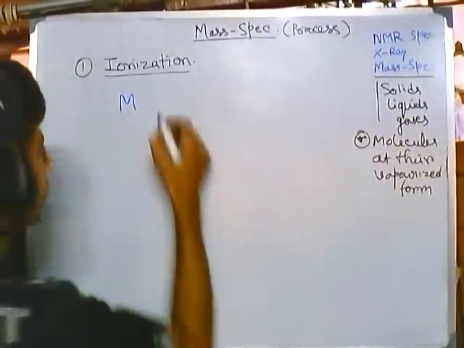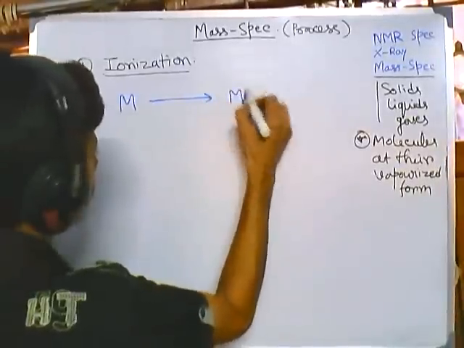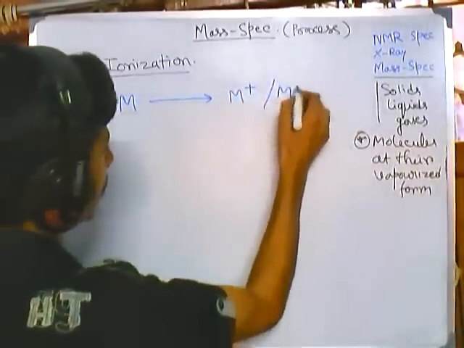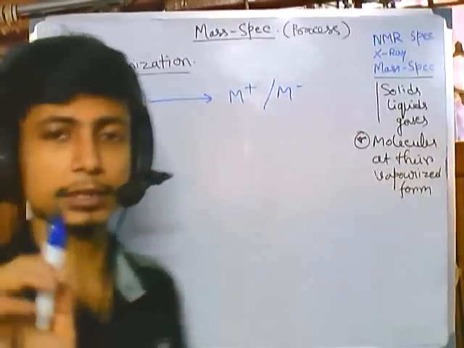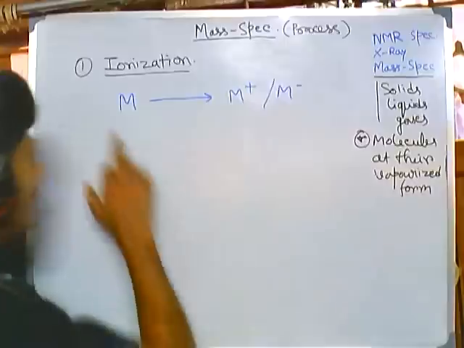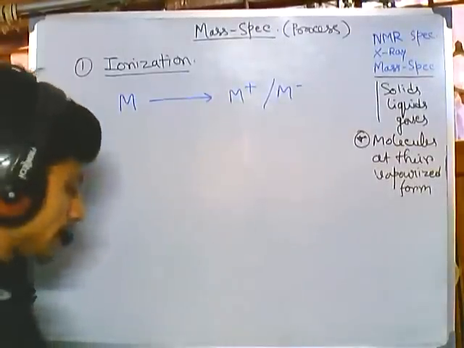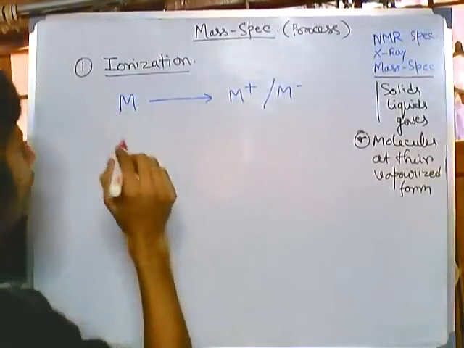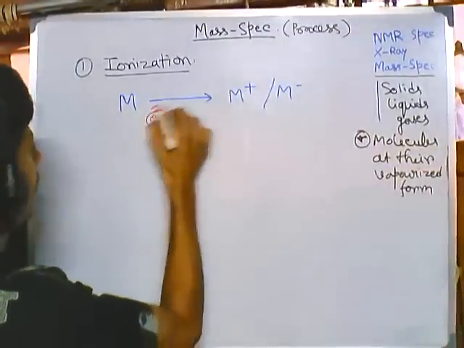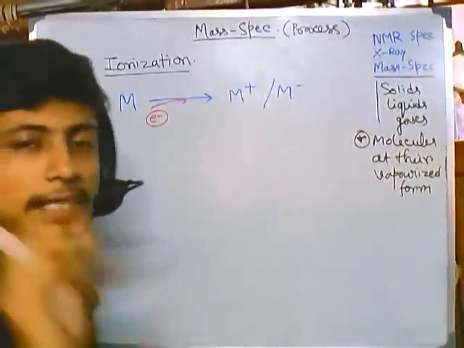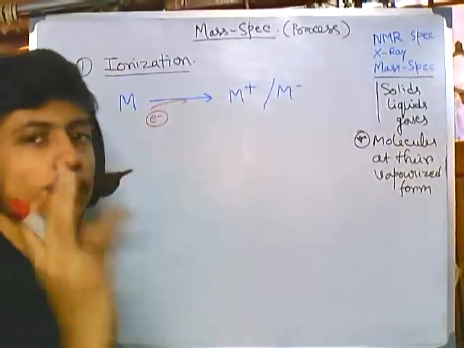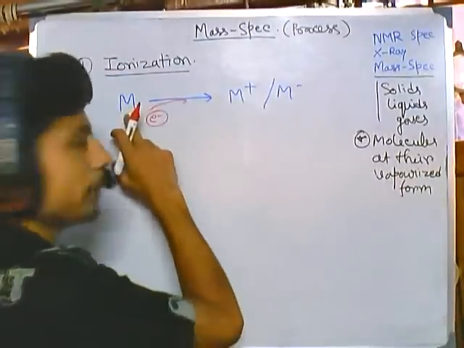Now this M needs to be ionized. How? Either this or this can happen. These things can happen according to our basic chemistry. But what will happen in this case? What we are doing, remember, we are utilizing high energy electrons. So we are providing high energy electrons, and these high energy electrons are hitting the molecular orbital of this M molecule.